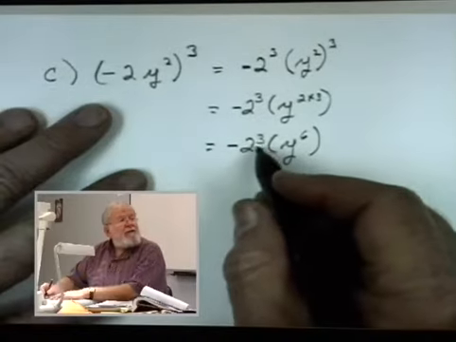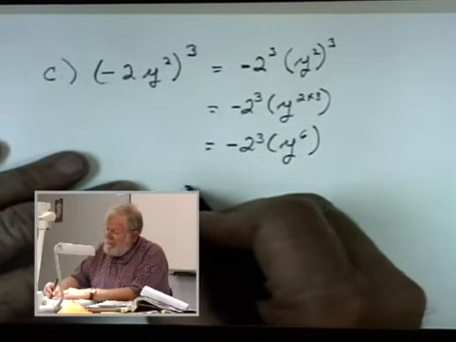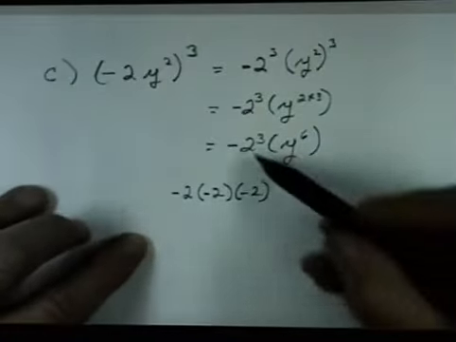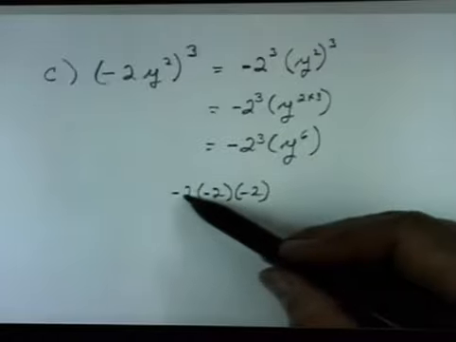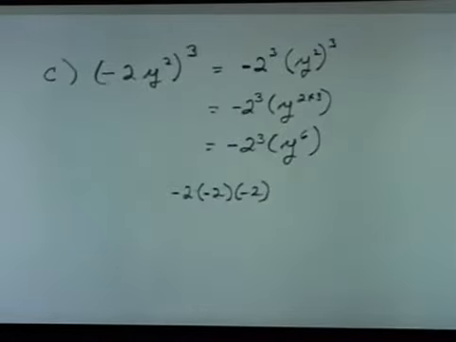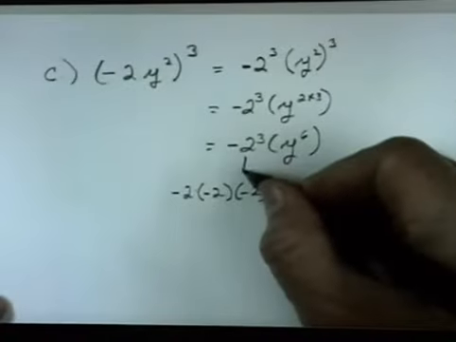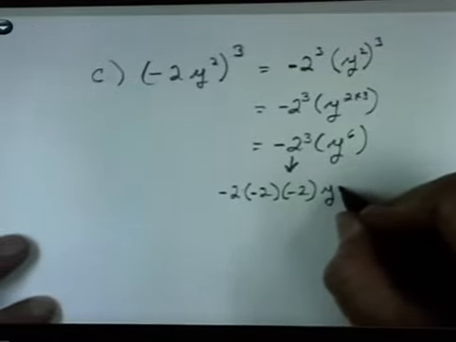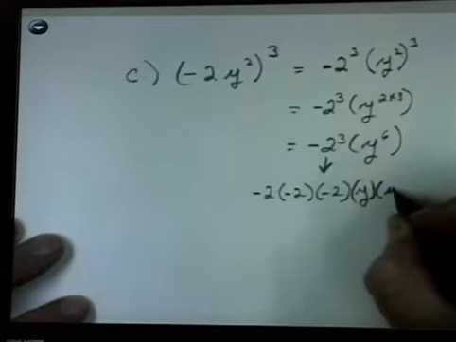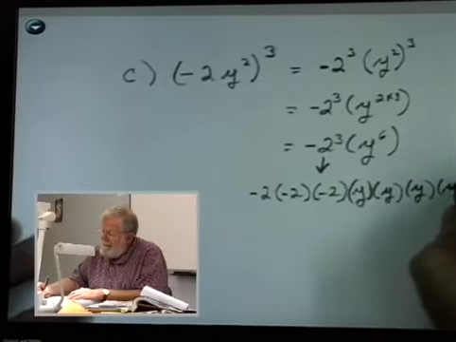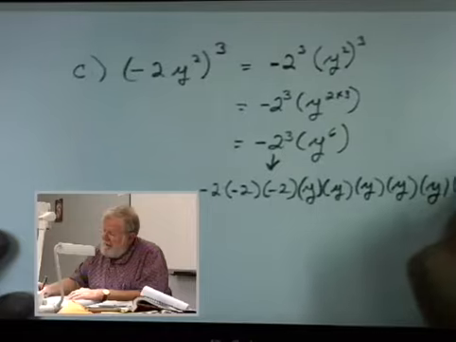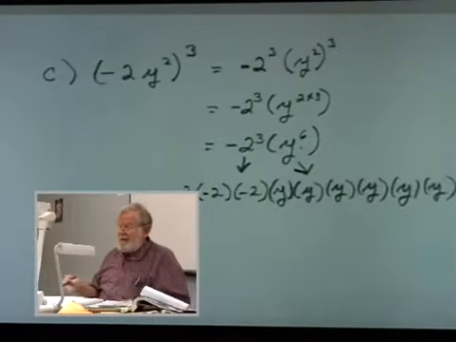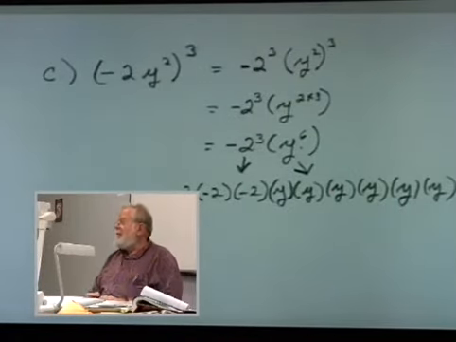And let's look at what minus 2 cubed is. That'd be minus 2 times minus 2 times minus 2. The exponent just says we're going to multiply the minus 2 by itself 3 times. And this y to the 6th is y multiplied by itself 6 times, so we'll have y times y times y times y times y times y. That's what this equals. So it's a lot easier to write it in exponent form.